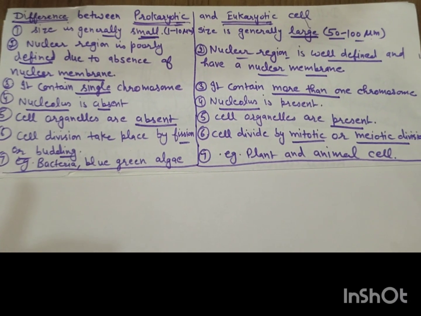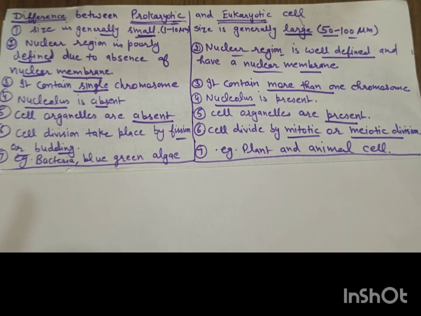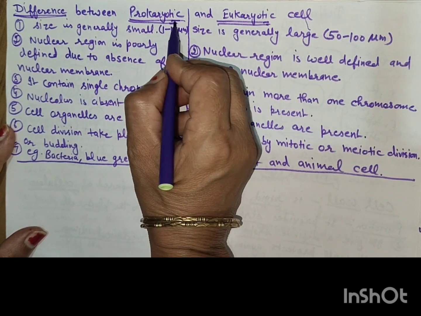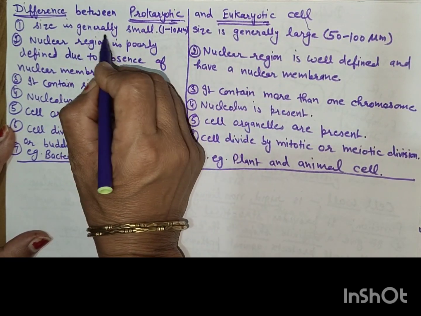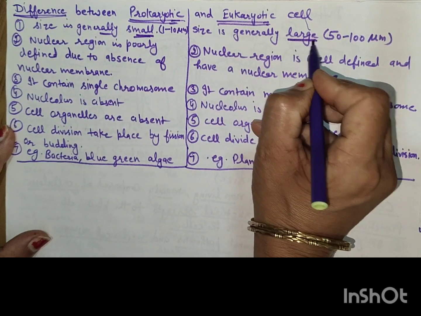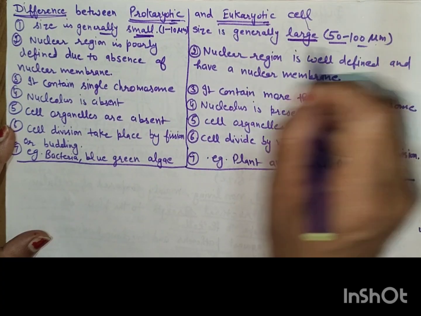Students, today we will discuss the difference between prokaryotic and eukaryotic cells. Prokaryotic cell means primitive cell, the first valved cell. These are generally small in size, but eukaryotic cells are large in size. Their size is 50 to 100 μm.